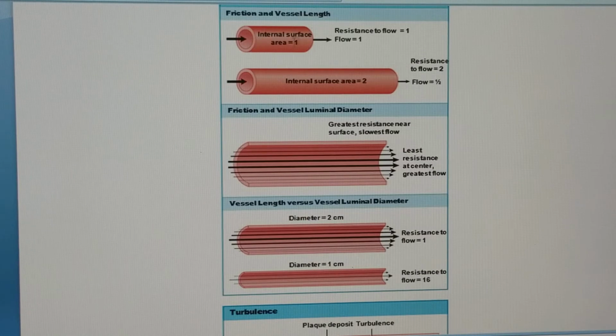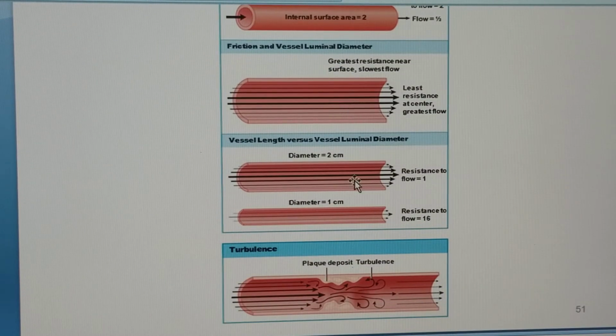In the vessel that's half the length, we have a blood flow equal to 1. With a vessel that is twice that length, we have resistance which is twice what it was when it was this size. So if the resistance is twice what it was, our blood flow is decreased by half. More blood flow here because we're shorter. Less blood flow here, we have more resistance, and so on.